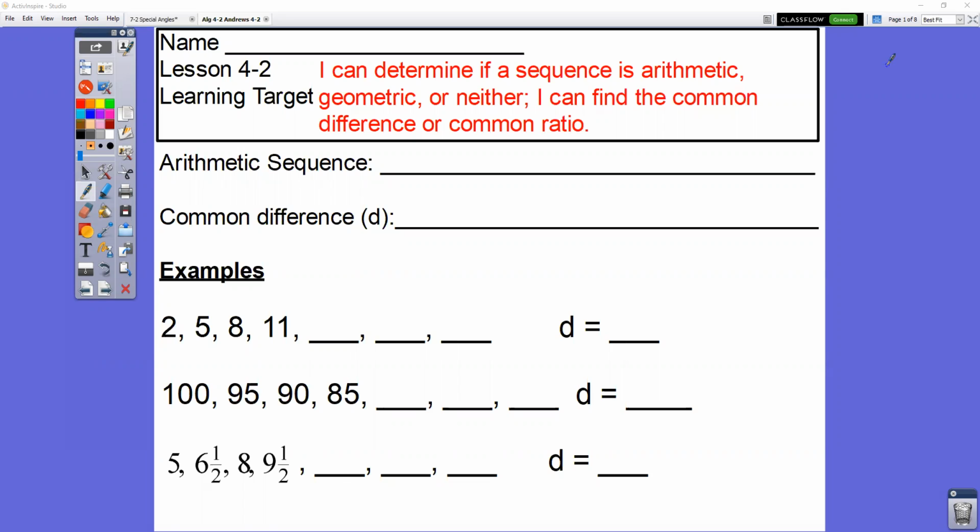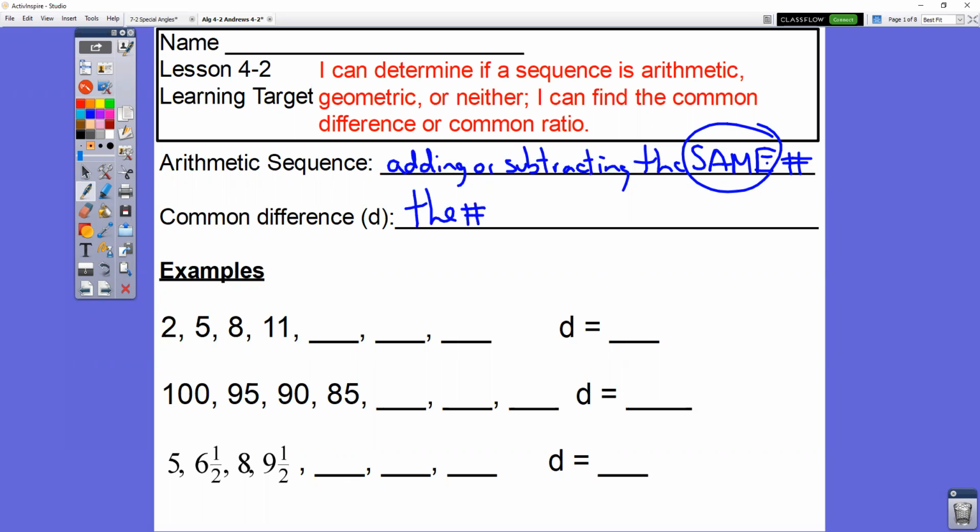So what an arithmetic sequence is, all right? An arithmetic sequence is adding or subtracting the same number each time. So the big thing here is adding or subtracting the same number each time. The common difference is the actual number that you're adding or subtracting each time.